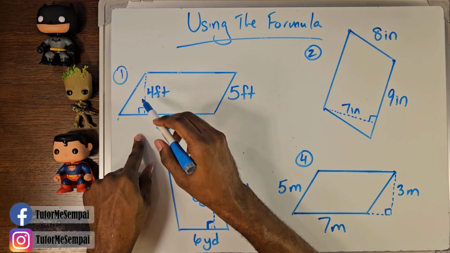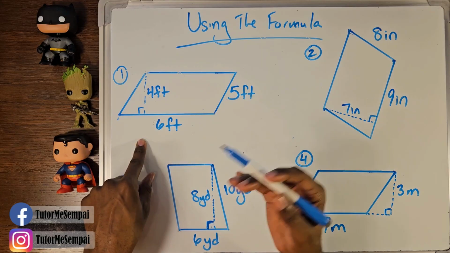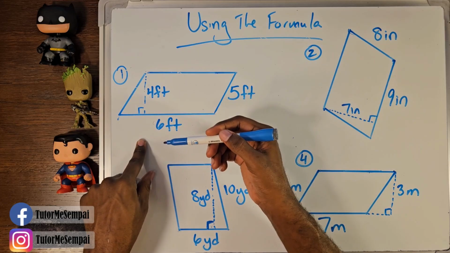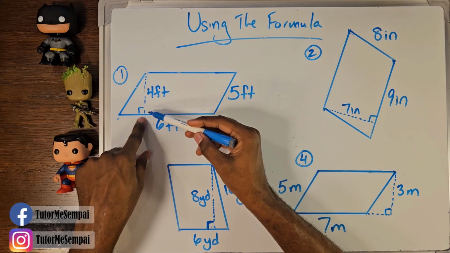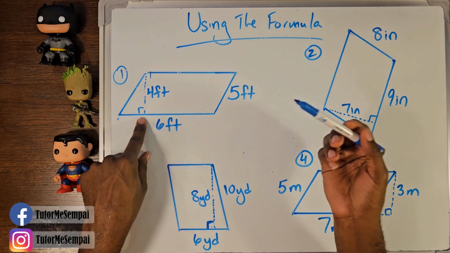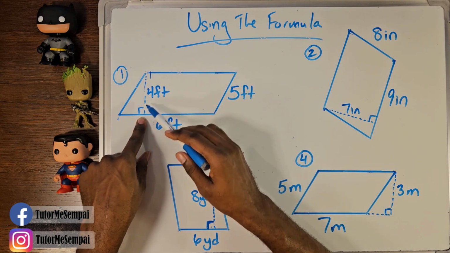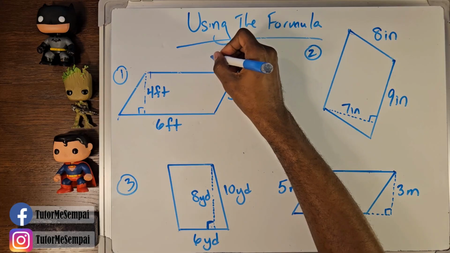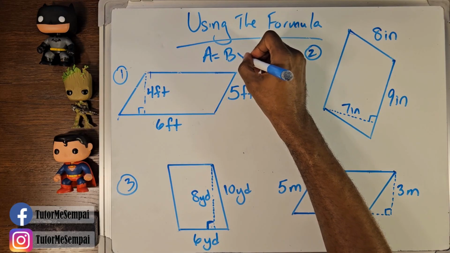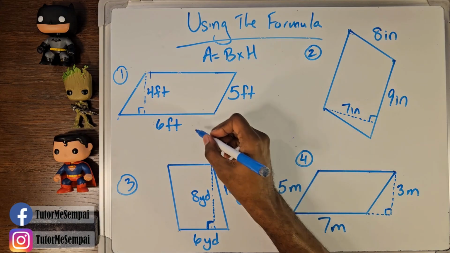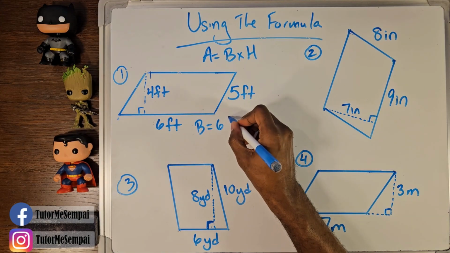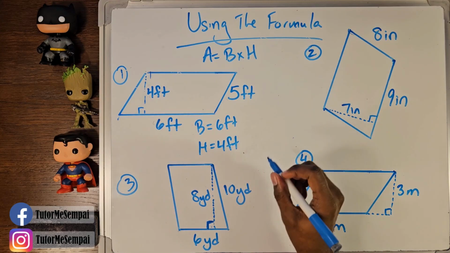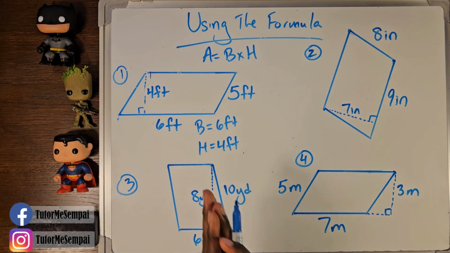So that can't be our base, which leaves 6 feet as our base, which works out because do we have anything that's perpendicular to 6 feet? Yes, this 4 feet here is perpendicular to your 6 feet. So that can be our height if we choose this to be the base. And remember, your area formula is going to be base times height. So if our B is going to be 6 feet and our height is going to be 4 feet, we now have what we need to plug into our area formula.